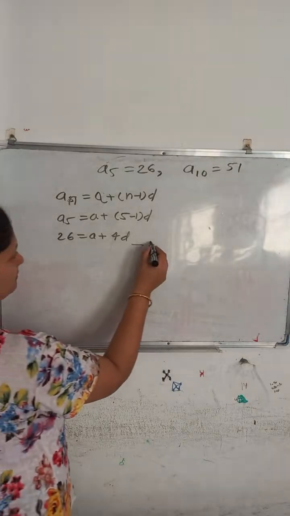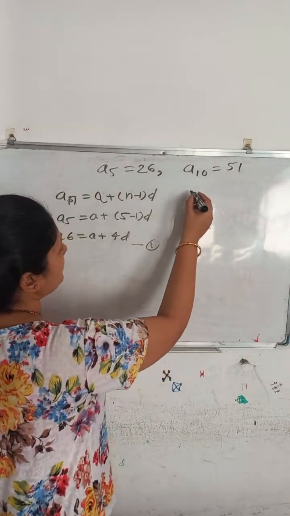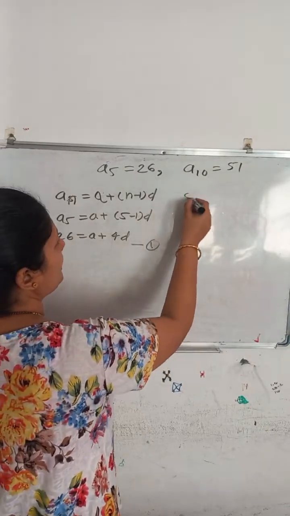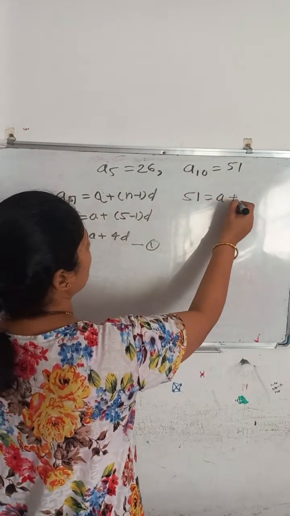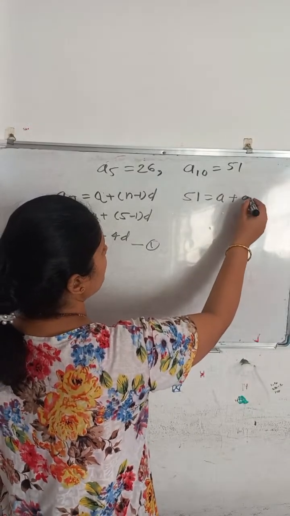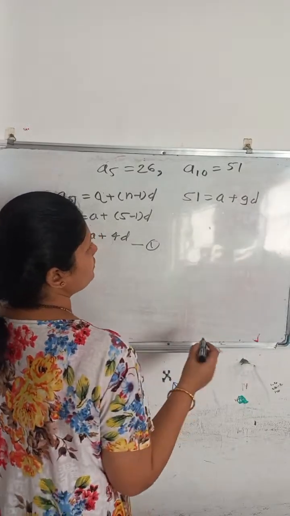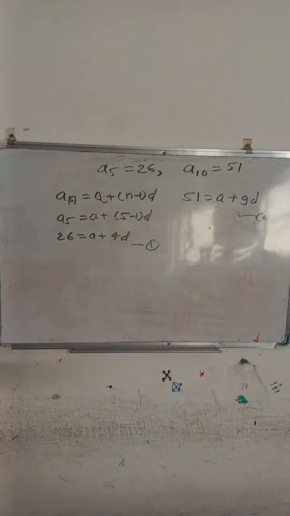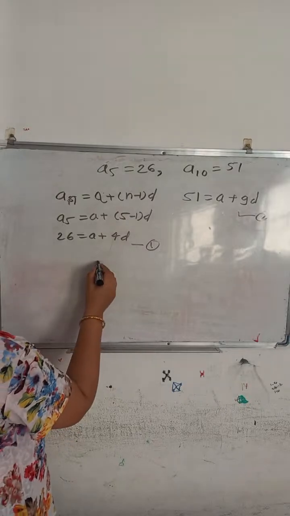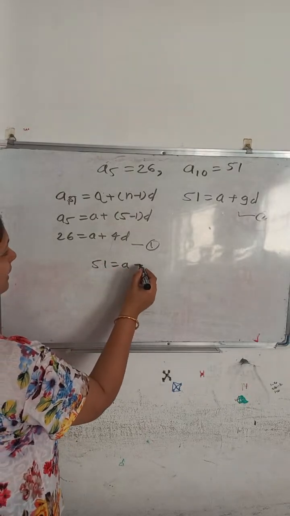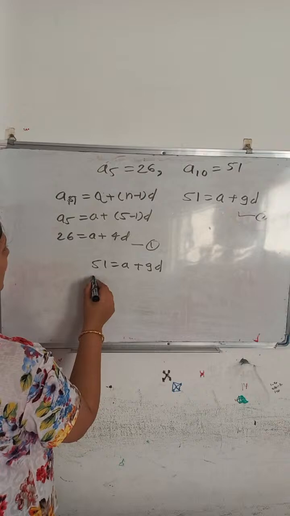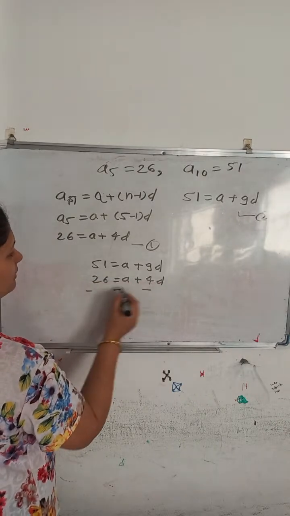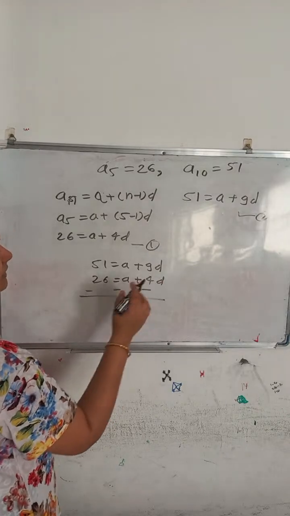Okay, so this is my equation number 1 and here I wrote the formula, so you can again write the formula and solve. So here I am writing directly A plus 9 minus 1 is 10 minus 1 is 9. So this is my second equation. Once you get equation 1 and 2, you can subtract that. 51 is equal to A plus 9D and here 26 is equal to A plus 4D. Subtract, all the signs get changed for this equation.